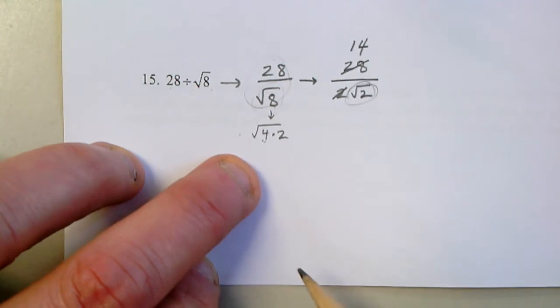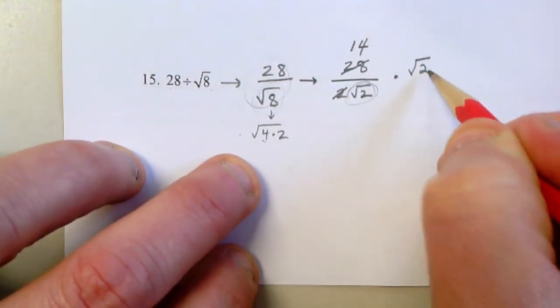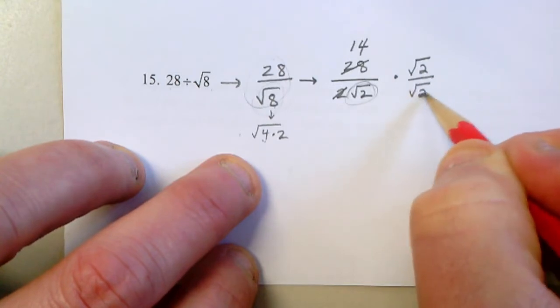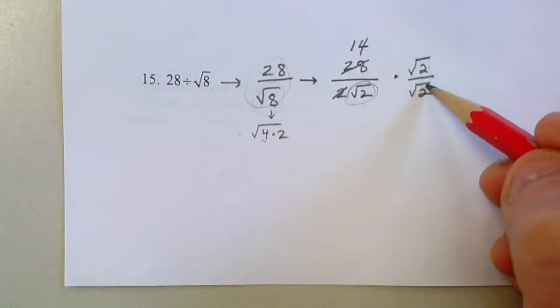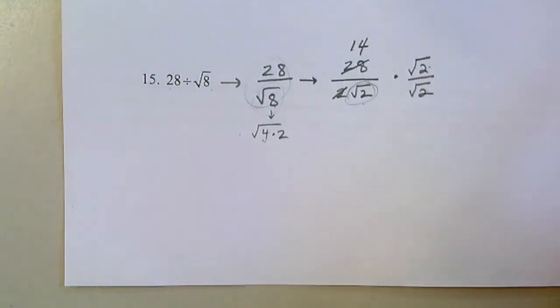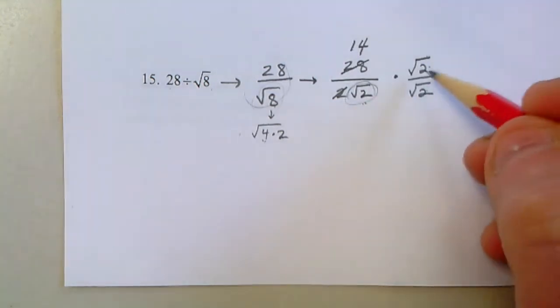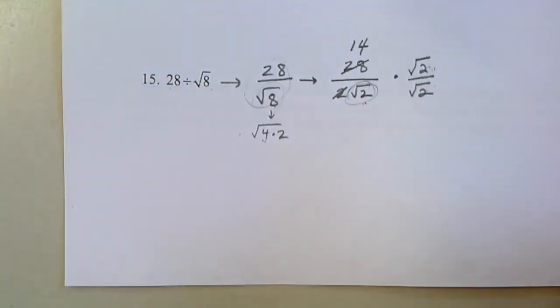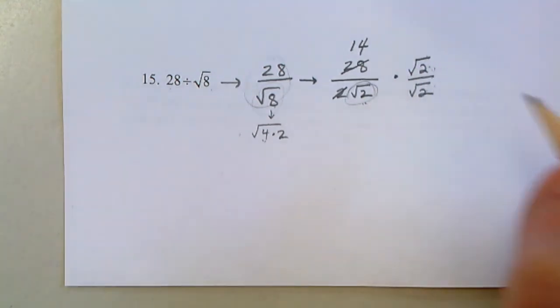What do I do with that? Well, remember, I can take this and multiply it by the square root of 2 over the square root of 2. If this number were the square root of 3, these would both be square root of 3 over square root of 3. If this number were square root of 7, this would be the square root of 7 over the square root of 7, okay? It's always that number on top and bottom, and that's how you rationalize the denominator.